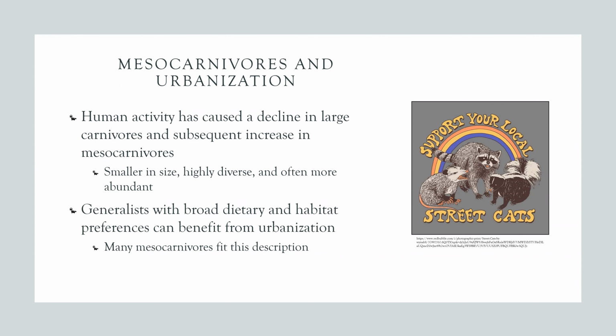This is interesting, especially in conjunction with urbanization, because generalists with broad dietary and habitat preferences tend to be the types of species that can really benefit from urbanization and take advantage of the situation. Generally, a lot of mesocarnivores fit into this description of species that could probably adapt to and benefit from urbanization.